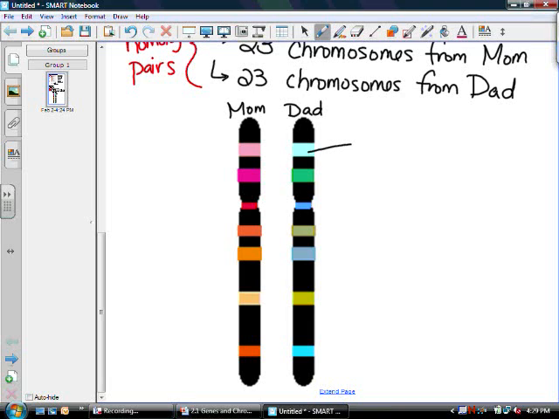So dad's chromosome may have a gene for blue eyes. Mom's chromosome may have a gene for brown eyes. So these two chromosomes are going to be similar. And by similar, I'm talking about the fact that they're both genes for eye color, just a different manifestation of the trait. So they're coding for the same trait, but they're technically different genes.